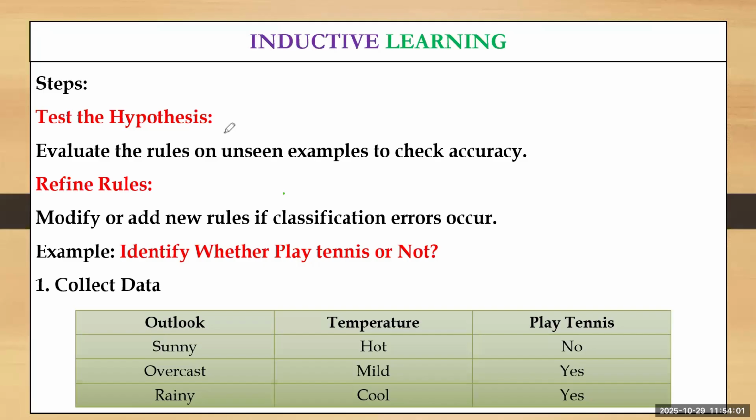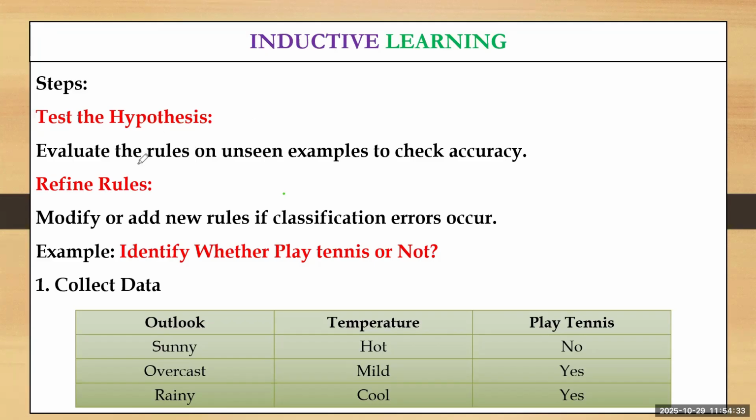The next step is to test the hypothesis. Here the computer generated some rules, right? Some if-then rules, like that, and we need to test whether the rules created by the computer are working fine or not. How do we test? We have to use some unseen data, and then we will get some result. We compare the given result to the actual result, so that we will get to know whether this is working fine or not.